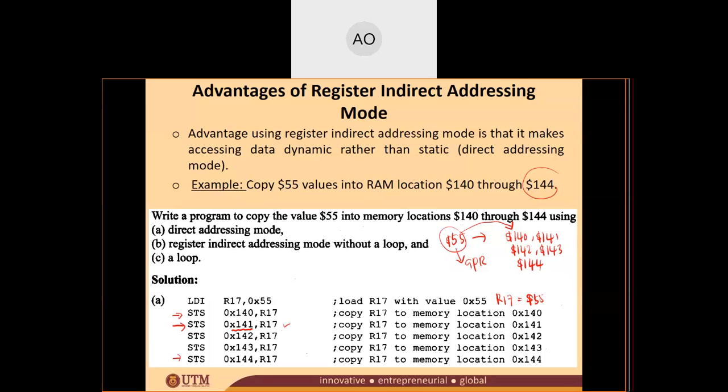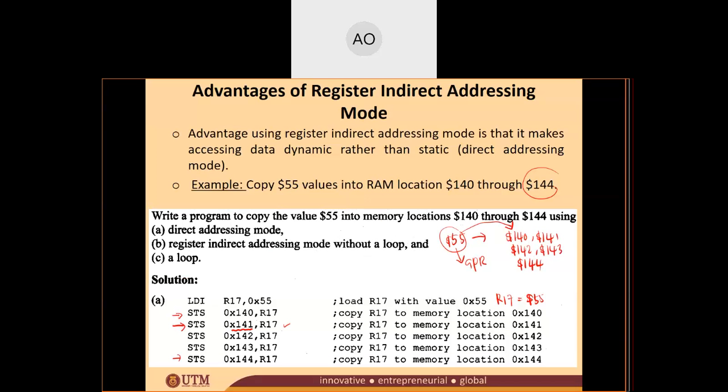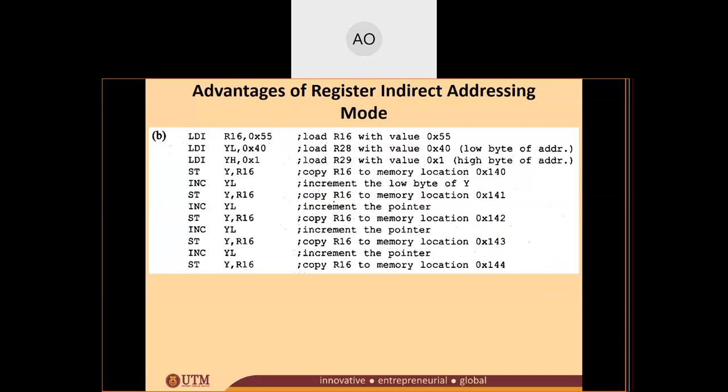Okay, so next we are going to use the indirect addressing mode, but without a loop. So how to do that? Since this is indirect addressing mode, you need to use the pointer register, either pointer register X, Y, or Z. We have 3 pointer registers. You can choose any of these 3. In this case, we take pointer register Y. In this example, we use the pointer register Y.